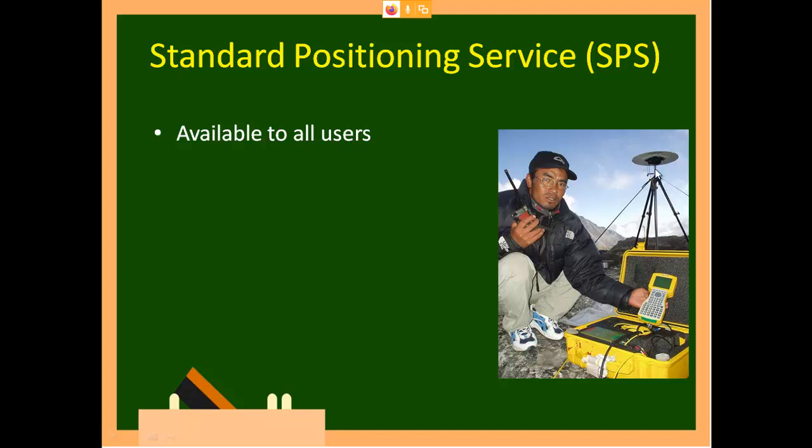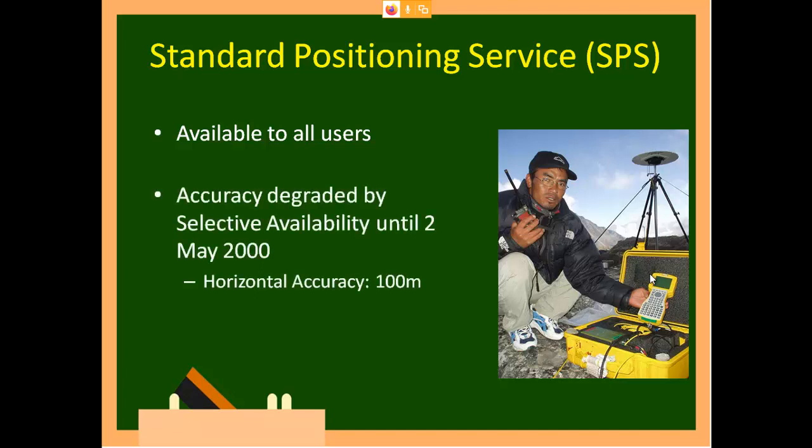You will have an antenna, so with that antenna you will try to receive the signal, and this will show your longitude and latitude. So now it is available for all, so you can get it and use. The accuracy was degraded by selective availability until May 2000, with horizontal accuracy up to 100 meters. So now this GPS you can see it as Google Map.